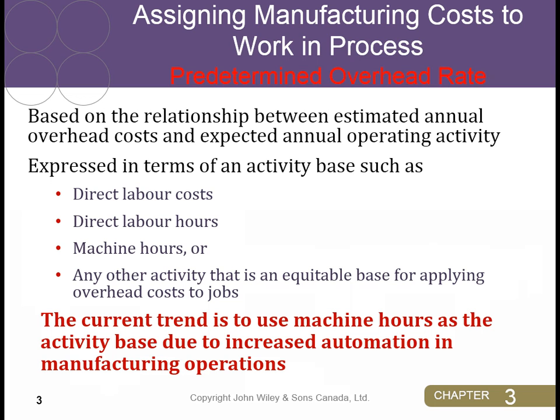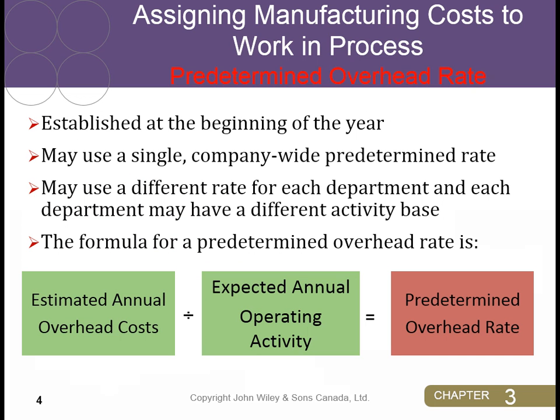And so let's pretend that we used machine hours. Okay, so here's the formula right here. Estimated annual overhead divided by expected annual operating activity. That's that estimated activity driver, that second one. That gives you your predetermined overhead rate. So let's pretend that we decided to use machine hours as our expected annual operating activity.